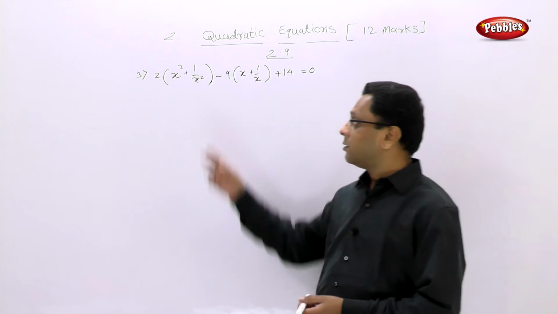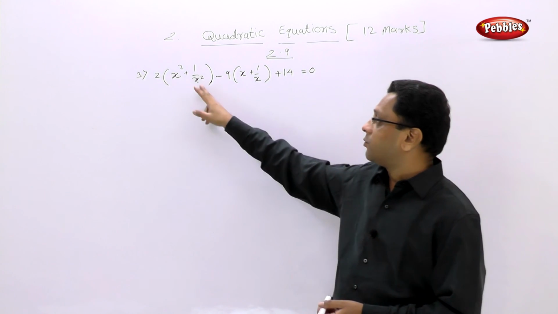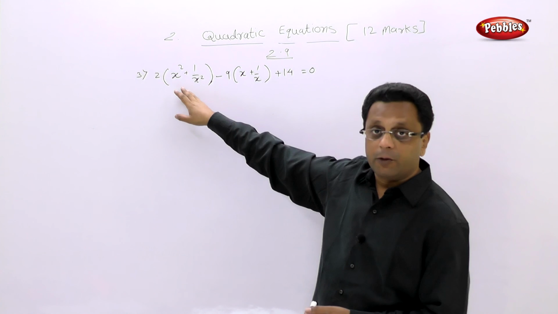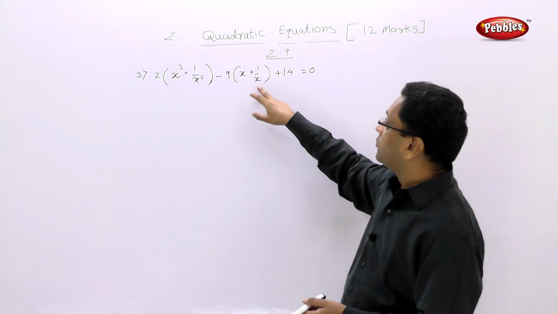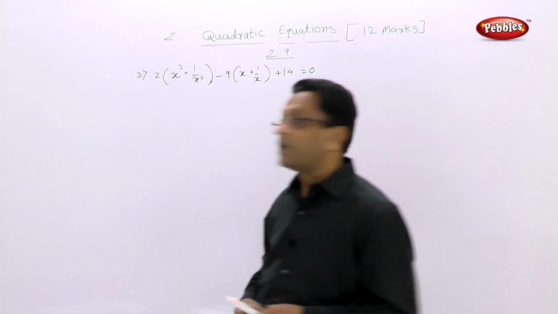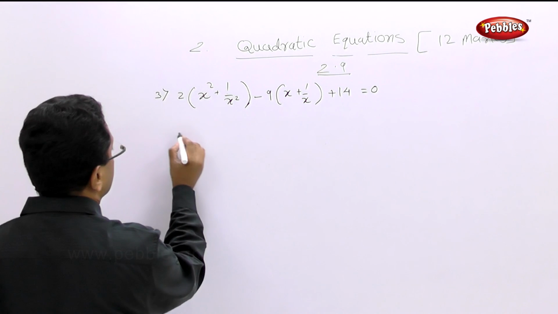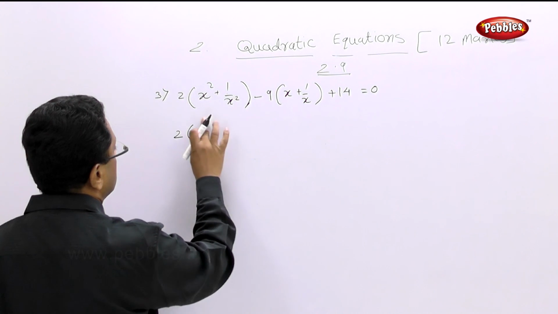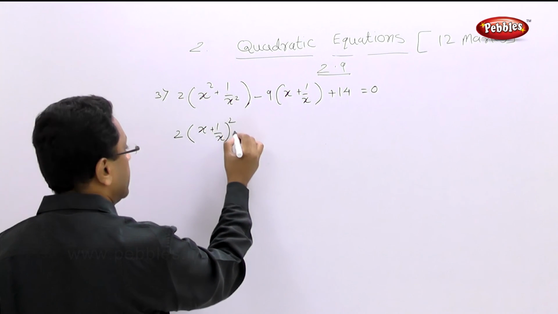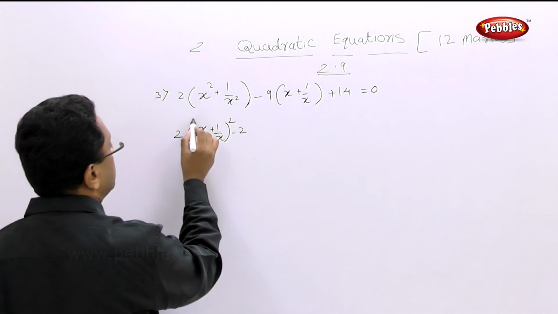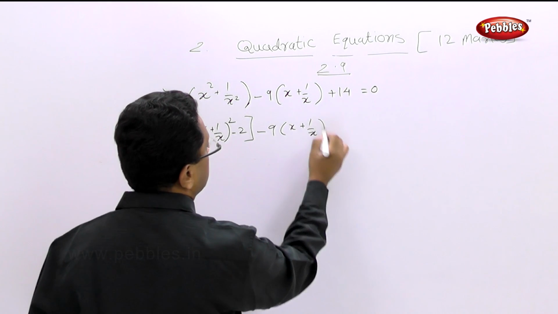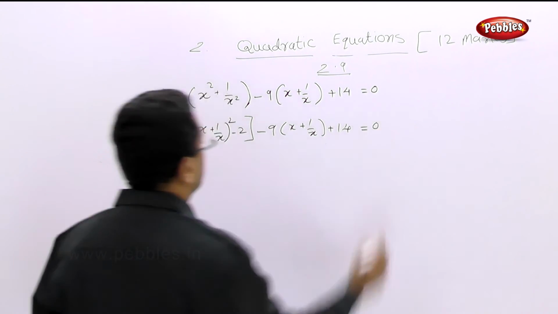Now in this example, we have x square plus 1 upon x square and x plus 1 upon x. So we have to write this or substitute this in such a way that we should get x plus 1 upon x at both the places. We have already seen the substitution formula. Let us apply that and we will get 2 into (x plus 1 upon x) bracket square minus 2, right? Here 9 (x plus 1 upon x) plus 14 equal to 0.